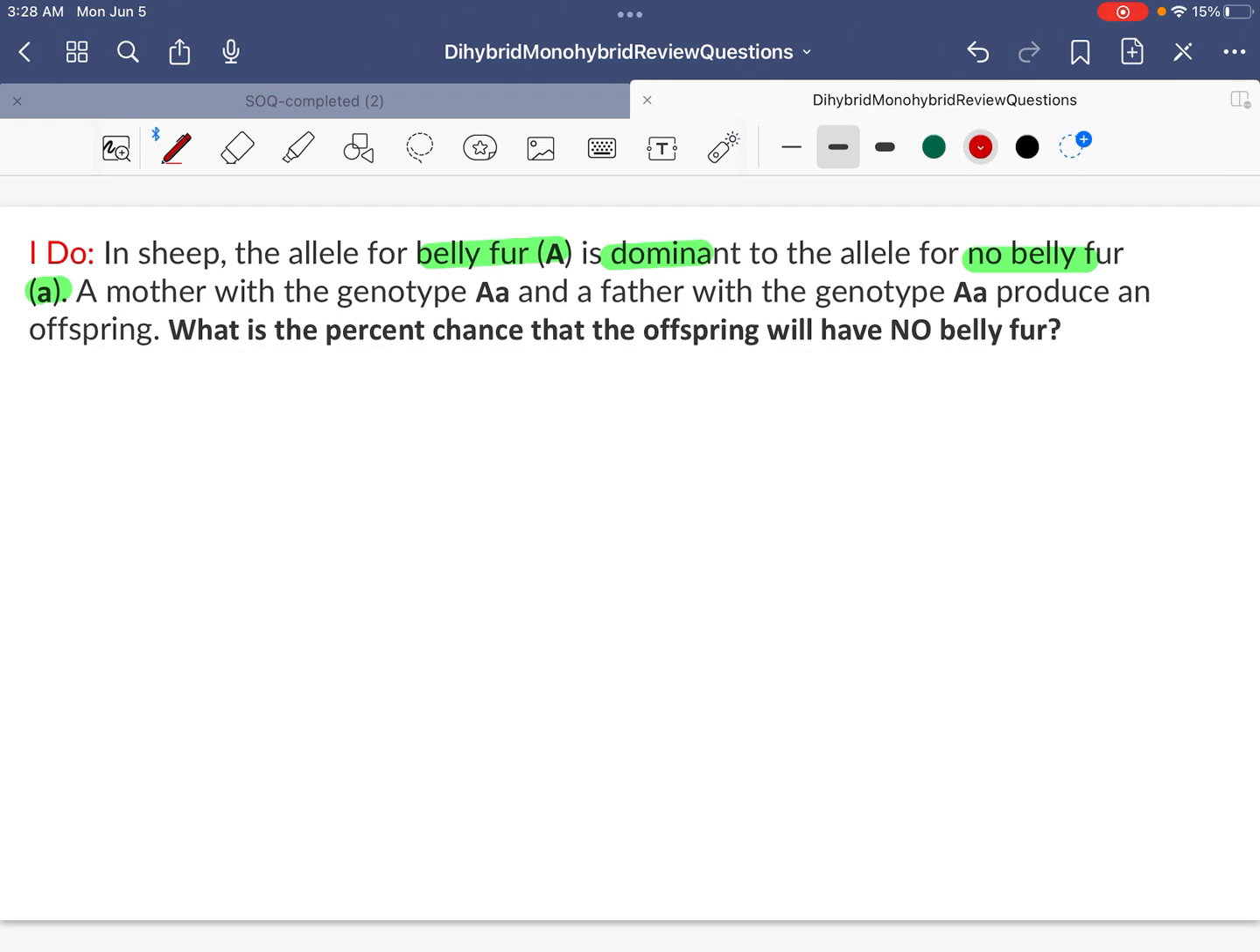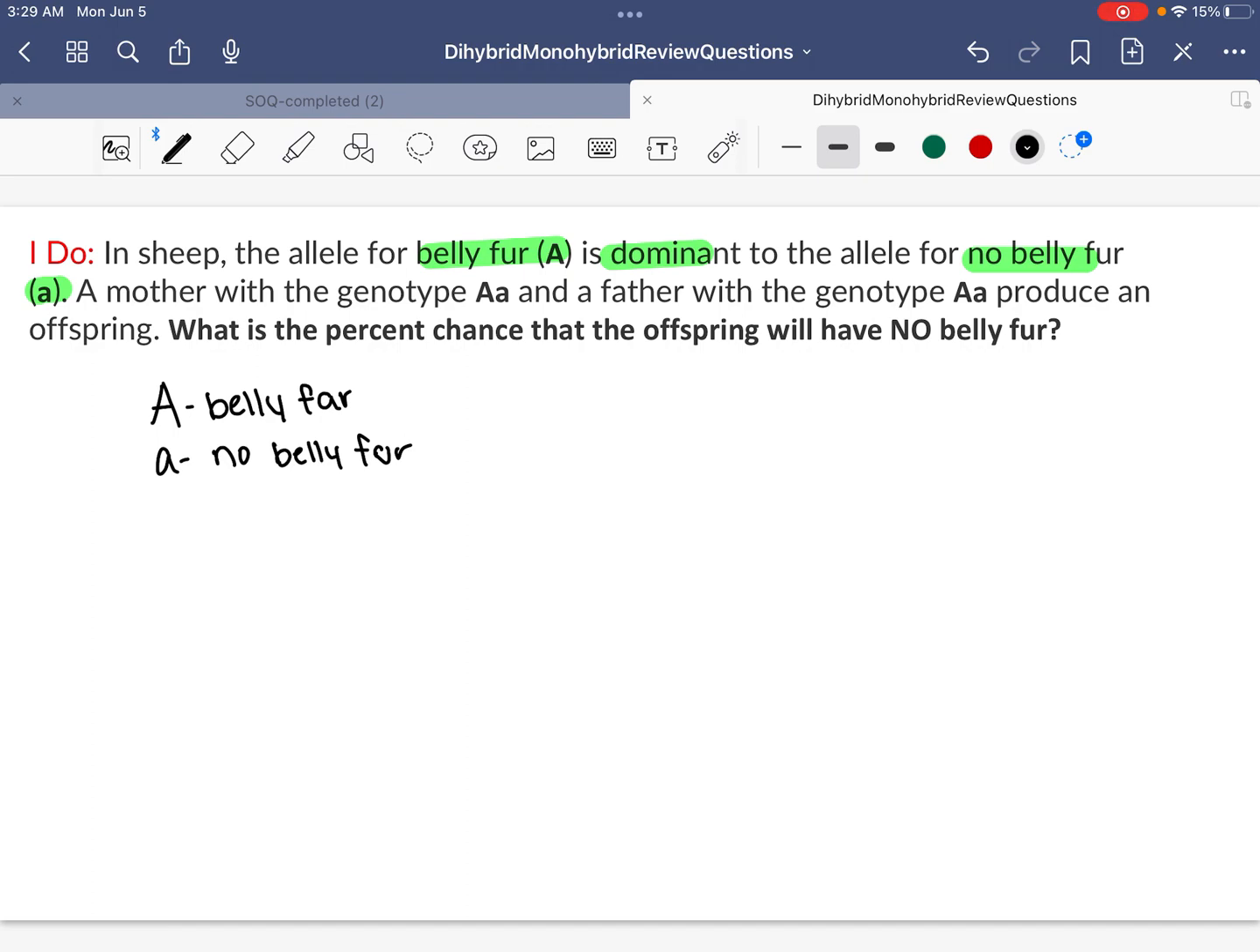If you remember, our dominant allele is the one that is always shown when present, so we know that capital A means belly fur. Again, all of this can be written on your scratch sheet of paper, and you should expect anywhere from 1 to 2 questions on your STAR exam. Here, lowercase a is no belly fur. Sorry for my bad handwriting.